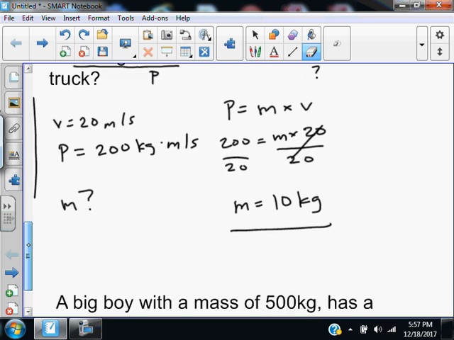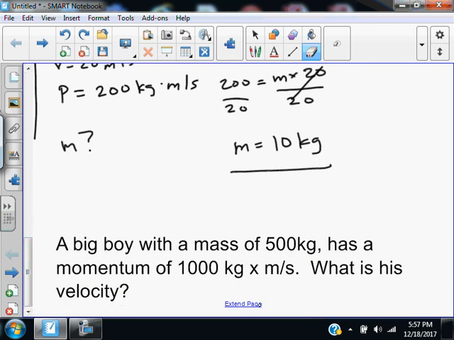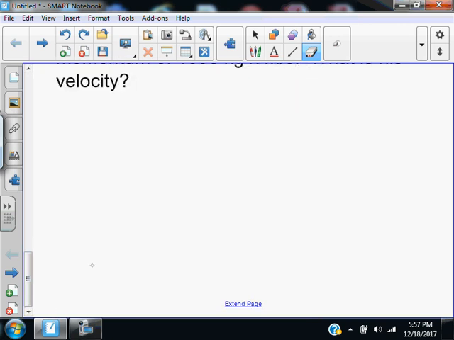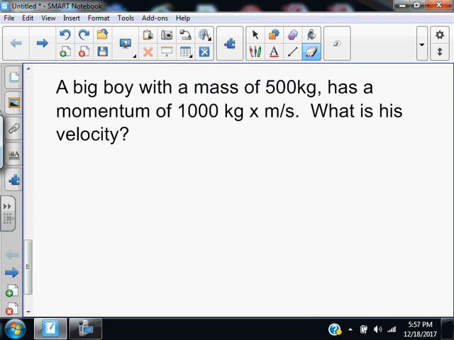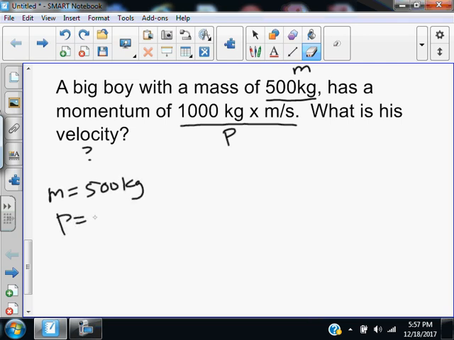We can do the same thing to find velocity of something. So let's take a look at this one. It says that there's a big boy with a mass of 500 kilograms. So this is a mass. And it has a momentum of 1,000 kilograms times meters per second. That's your P. And they want the velocity. So in this problem, they've given you the mass. They've given you the momentum.